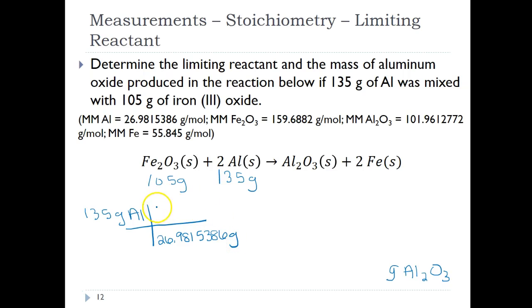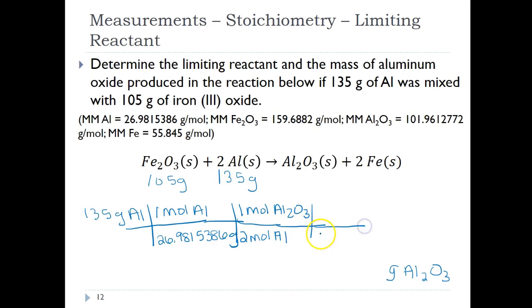26.9815386, and 1 mole of aluminum. I'm going to do the mole ratio, so 2 moles of aluminum, based on the coefficient, to 1 mole of aluminum oxide, since that's the chemical I'm trying to get my answer for. And then I'm going to use the molar mass of aluminum oxide to get it in grams. So the aluminum oxide is 101.9612772. Okay, so cancel, cancel, cancel, cancel, cancel, cancel.